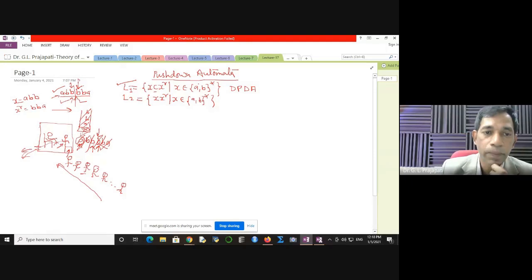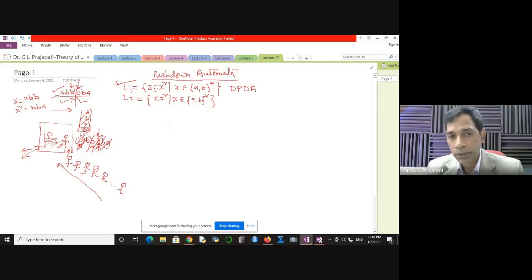In the earlier case, for the language L1, you know that C is the midpoint, and the machine is going to change the state once C comes. But here there is no marker. The only way remaining is that you need to make a guess. Whenever you make a guess, this is the case of non-determinism. So for this language of palindrome, you can't have a DPDA. You don't have a deterministic PDA, but you have a non-deterministic PDA.